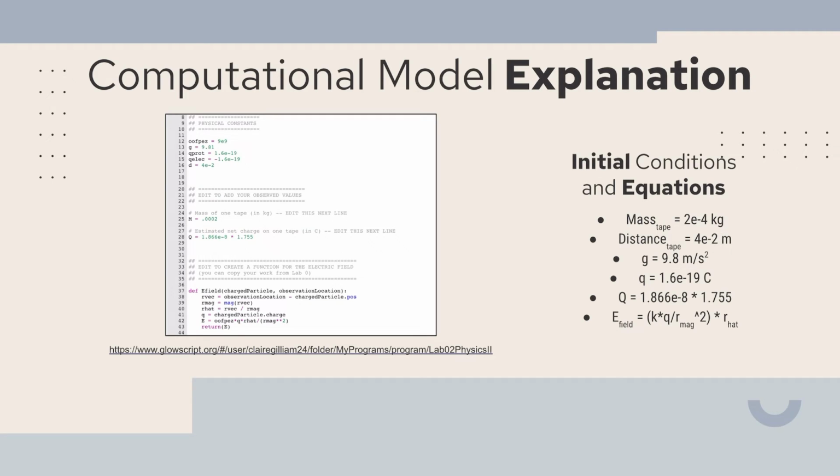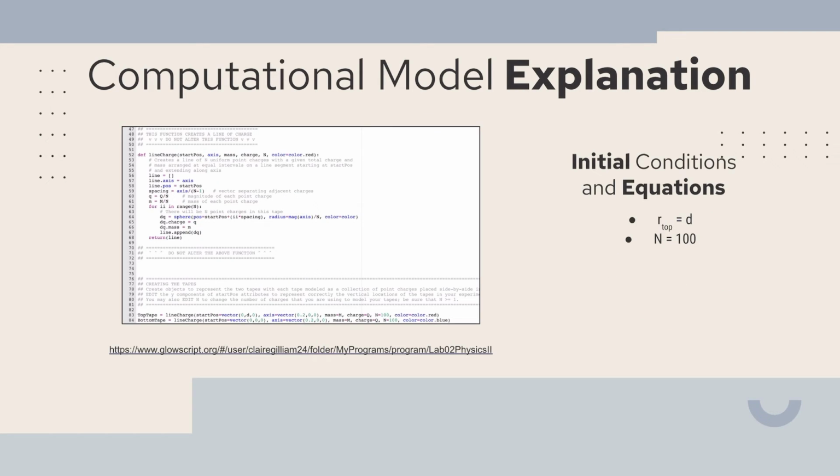Then we created a function which took in the parameters of the charged particle and observational location position to then calculate the electric field at the tape. Then we had to create the actual line of tape for both pieces of tape. And then we set the position of the top tape as D, representing our experiment, as the distance was D to get it to float. And then N just equals 100, so we have a more accurate depiction of the experiment.